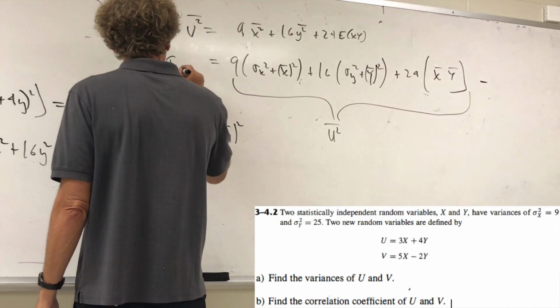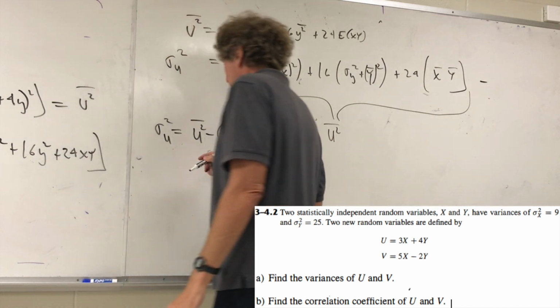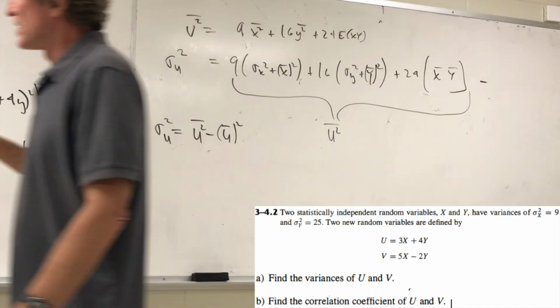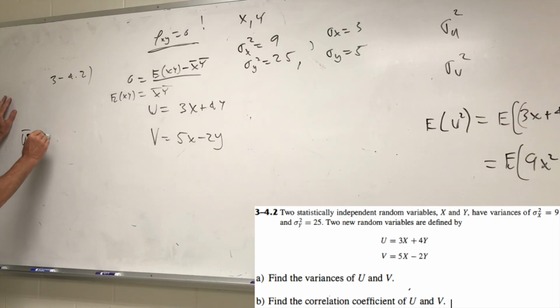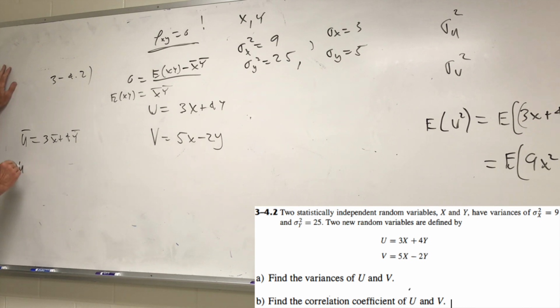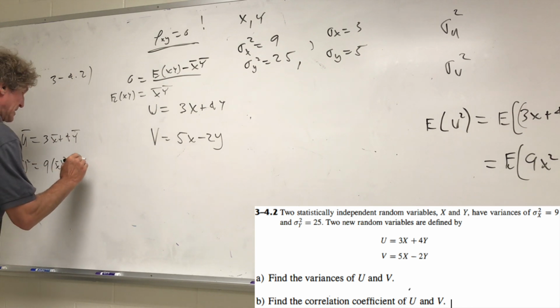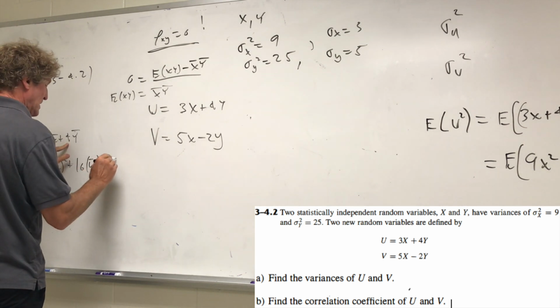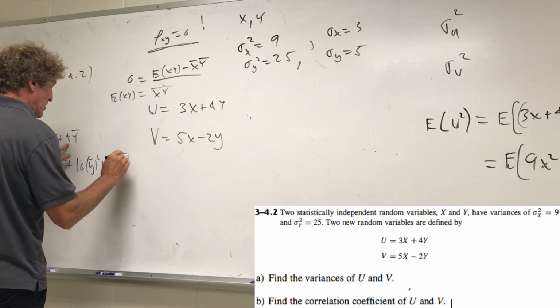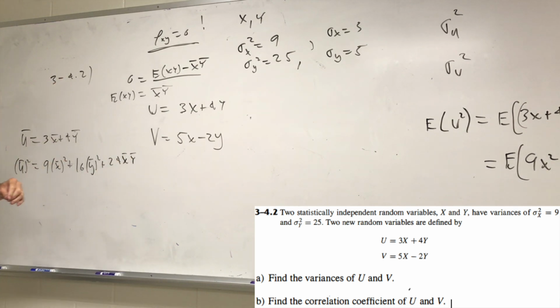I want sigma u here. I need what u bar squared is. That's u, right? What is u bar? 3x bar plus 4y bar. Take that, you got to square it, right? So now, u bar squared is equal to what? 9x bar squared plus 16y bar squared plus, what would it be? 24x bar y bar. Agreed?